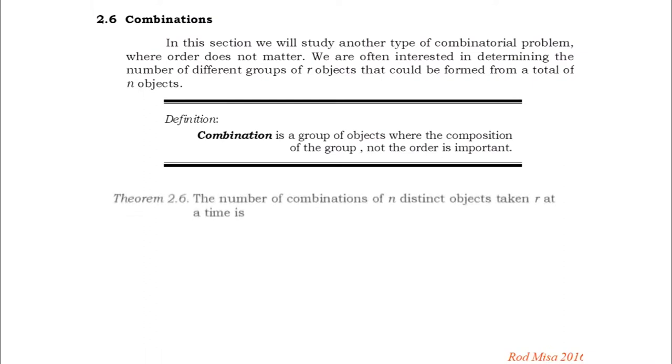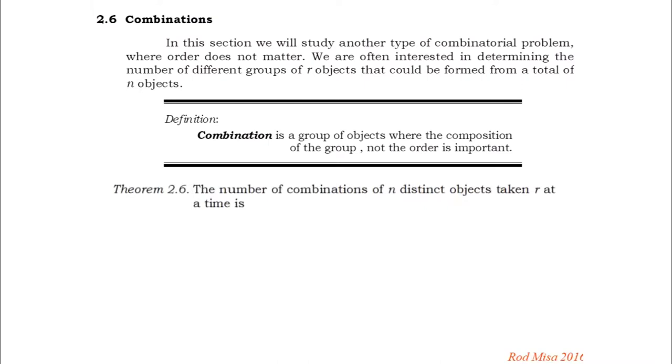Now, let's proceed to our first theorem here. The number of combinations of N distinct objects taken R at a time is this notation here. N taken R at a time is equal to N factorial all over N minus R factorial times R factorial.